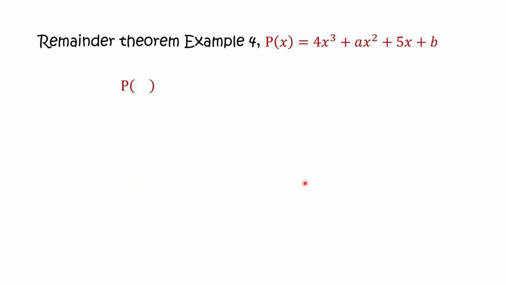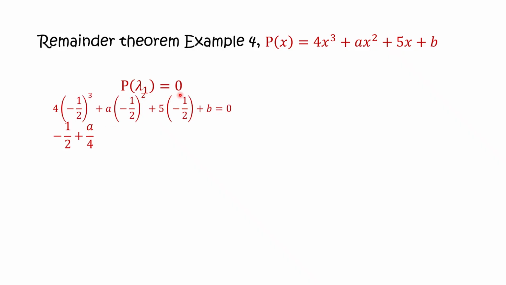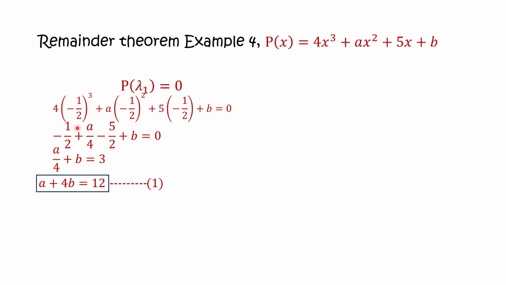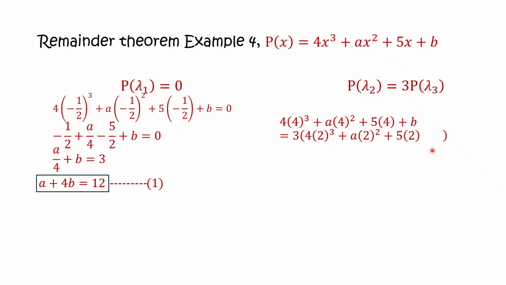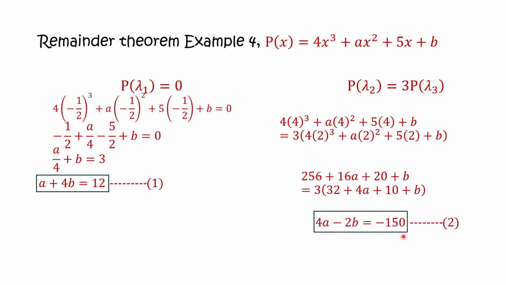We substitute these values individually into the p of x, so that we have p of lambda 1 equal to 0 because this was a factor. We evaluate, we group the like terms, we get the first equation, which is a plus 4b is equal to 12. We do the same thing for lambda 2 and lambda 3 using the relationship that was specified in the question. We evaluate, grouping the like terms, and then we get to the final equation. In our final equation, we get 4a minus 2b is equal to minus 150. That is our equation 2.